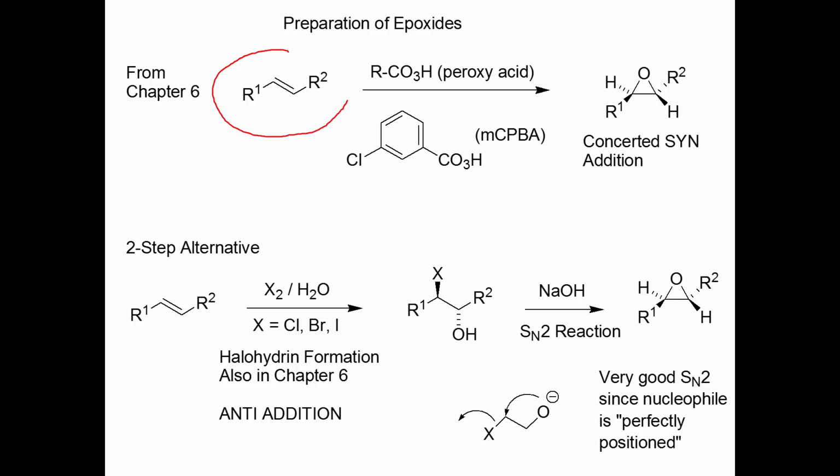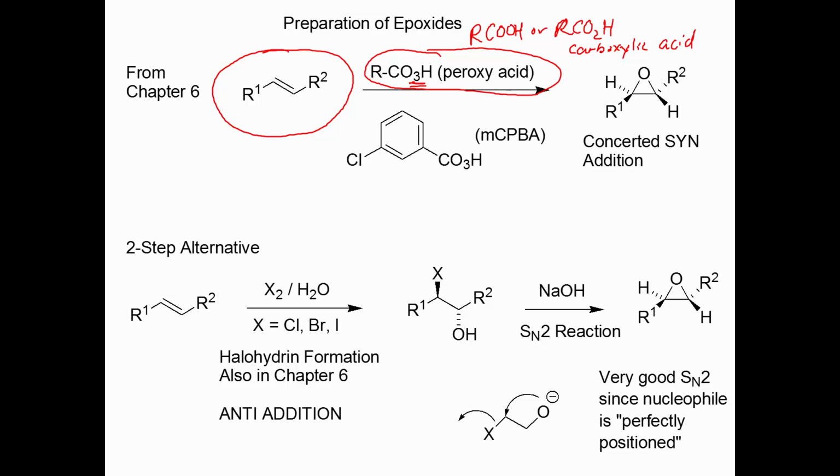Okay, if you recall from the first half of the course, if you treat an alkene with this type of compound, a peroxy acid, notice how there's three oxygens right here. That's a peroxy acid. If it's just two oxygens, of course, it's a carboxylic acid. Okay, so this has an extra oxygen relative to a carboxylic acid.